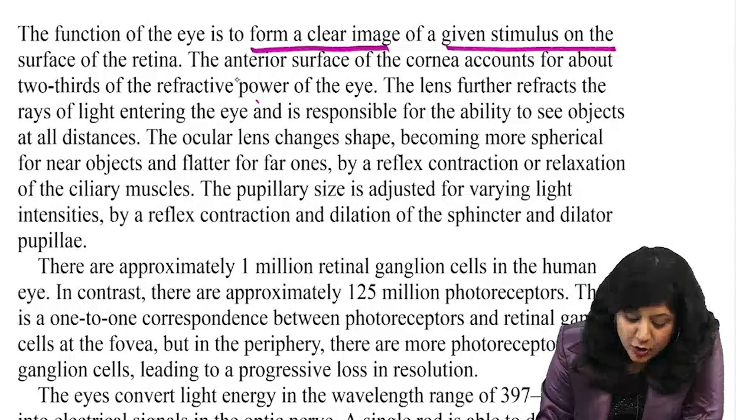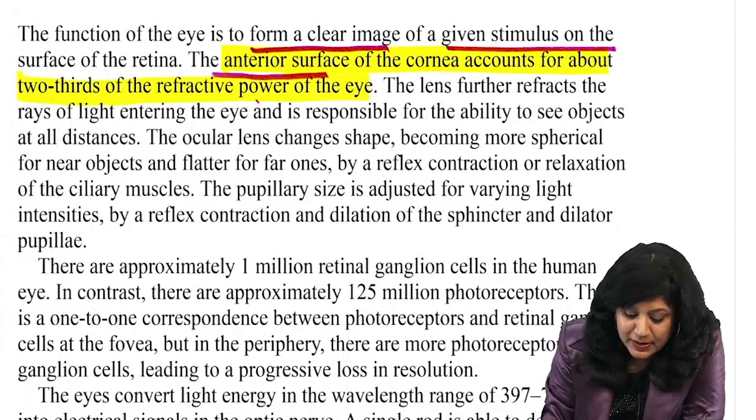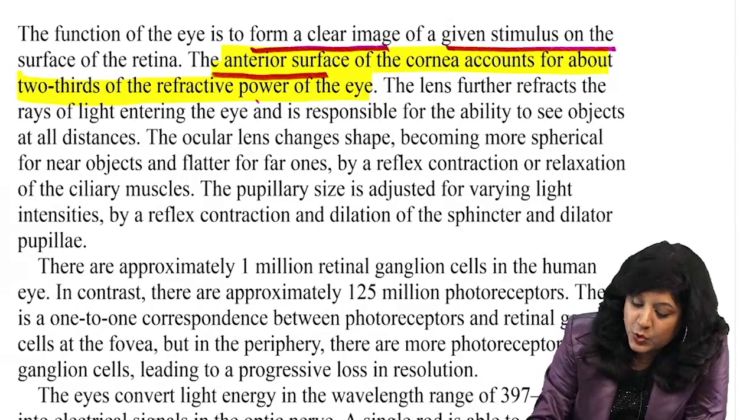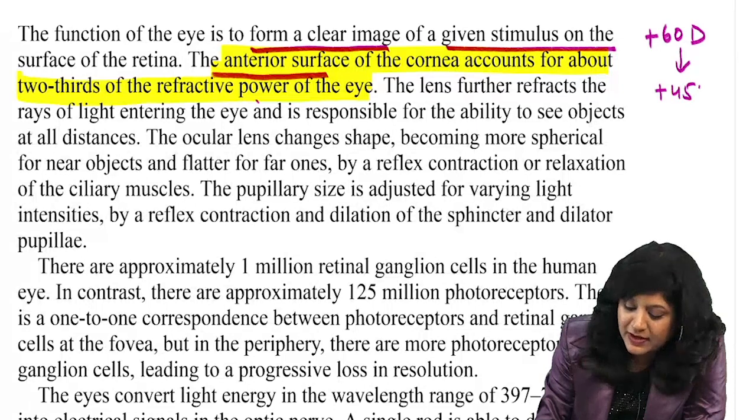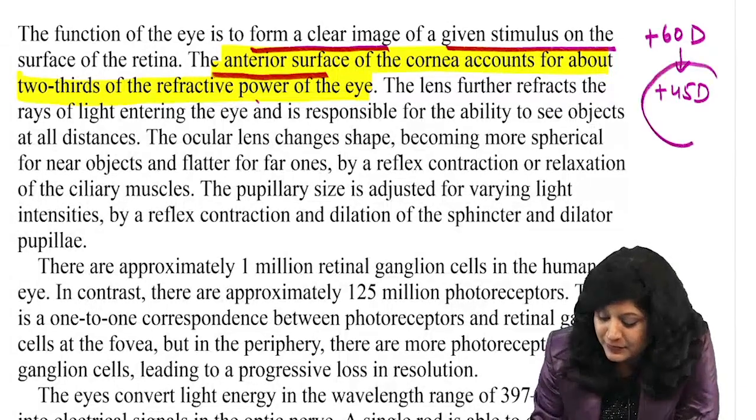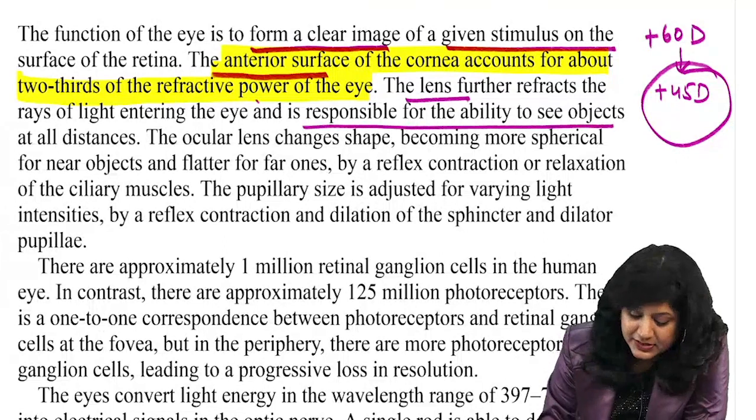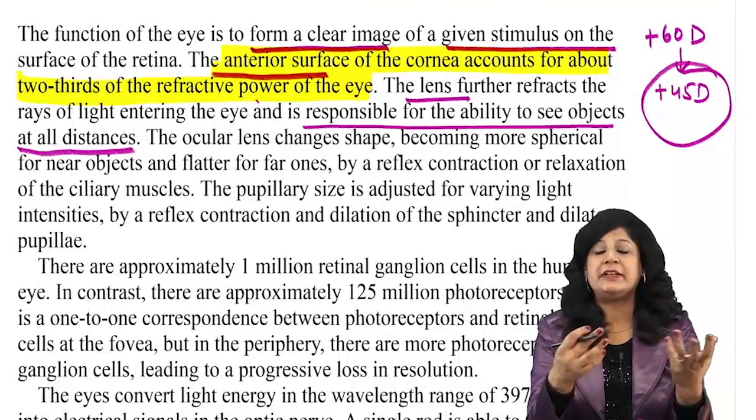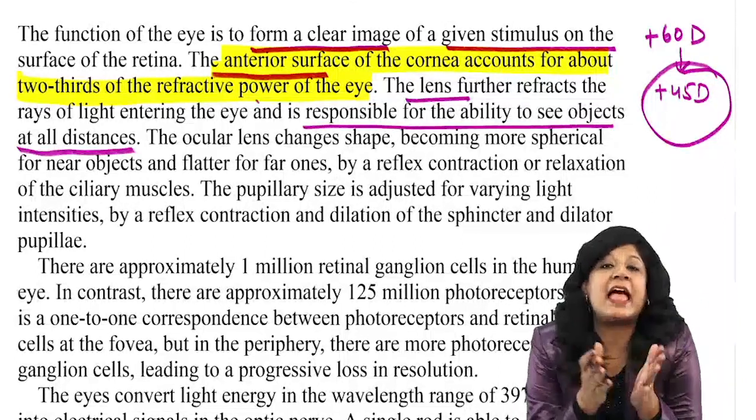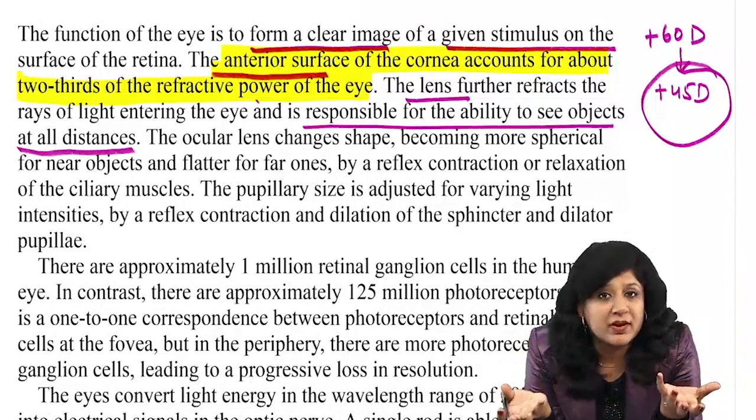So the anterior surface of the cornea accounts for about 2/3 of the refractive power of the eye. This we already know, that out of plus 60 diopter, cornea has plus 43 to 45 diopter, that is your 2/3. While the lens refracts the light entering the eye and it is responsible for the ability to see objects at all distances. So this responsibility is divided between the cornea and the lens. The cornea has 2/3 of the power, lens has just 1/3 of the power.